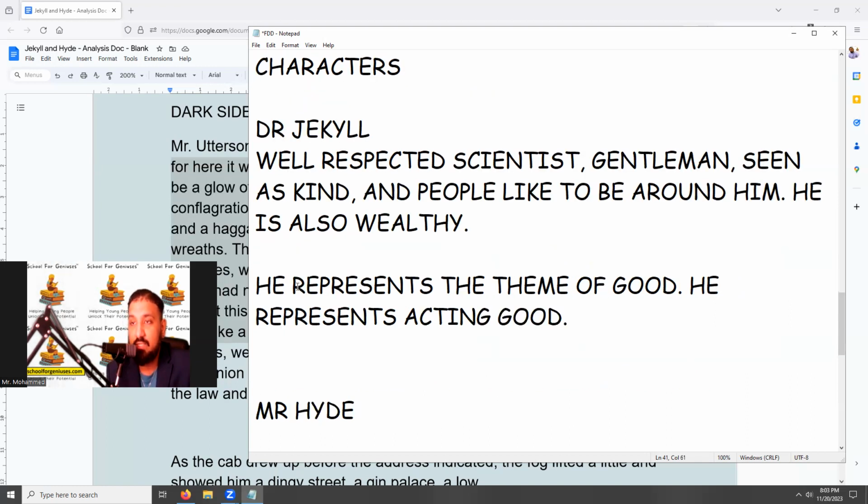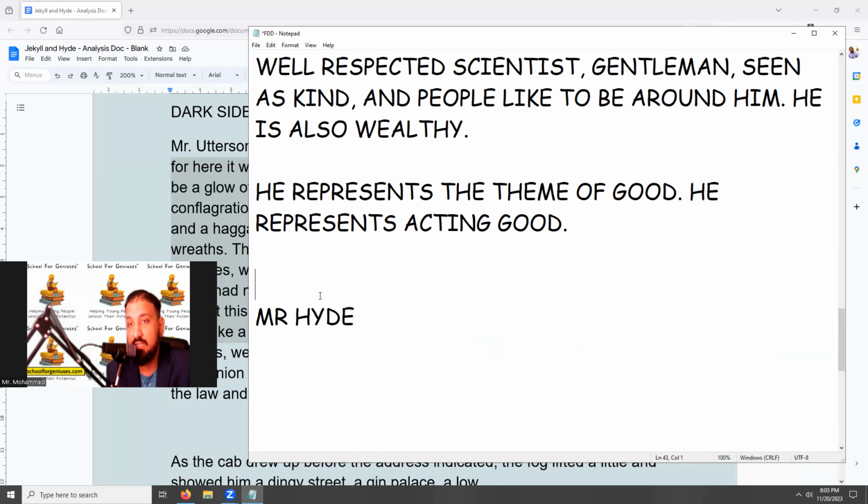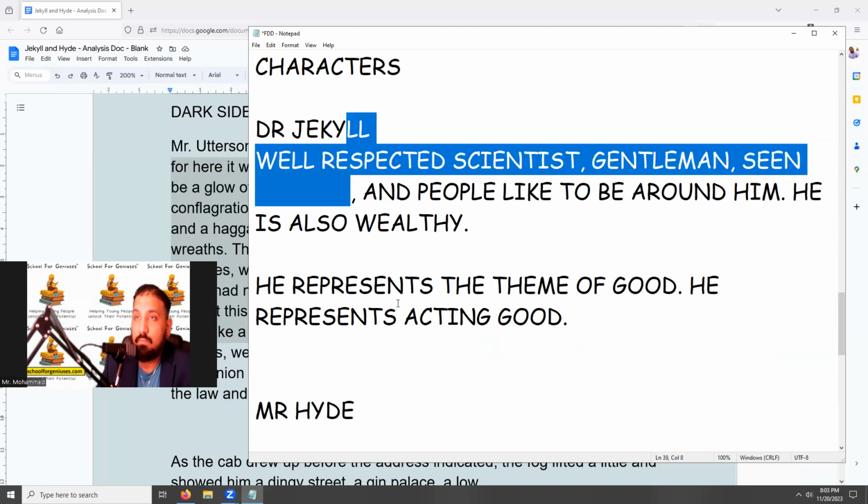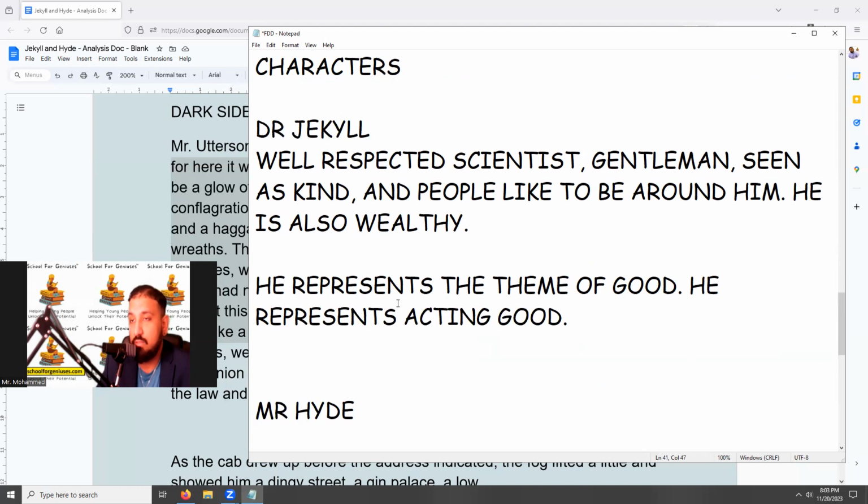He represents acting good. I wouldn't say that he's evil, but I don't know if I would say that he's good either. In my opinion, it's more so that he acts good. He does the things that he's supposed to do, while he obviously desires to engage in bad things, to engage in evil, which is why he creates Hyde, basically. Okay, anyway, yes, that's Dr. Jekyll.